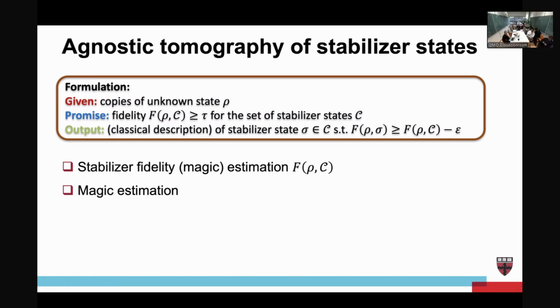Maybe, okay, can you spend just a few more words on why an algorithm for this implies stabilizer fidelity magic estimation? It seems like a standard reduction, but can you spend a few more words? Suppose you don't know this fidelity tau, you can randomly guess some tau and then run this algorithm for the agnostic tomography task, right? And you can output a stabilizer state sigma that is close to tau.